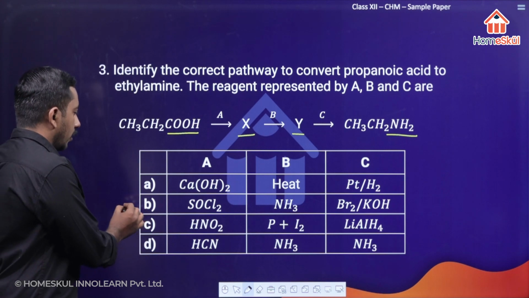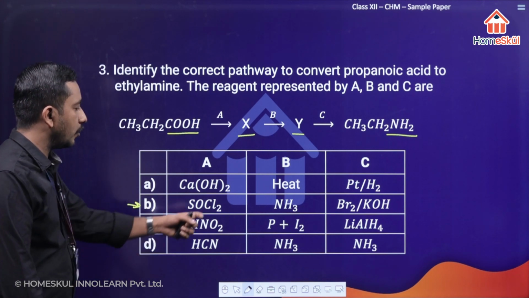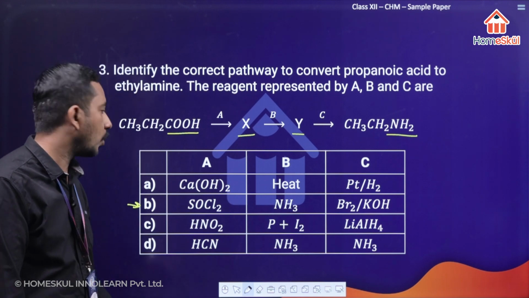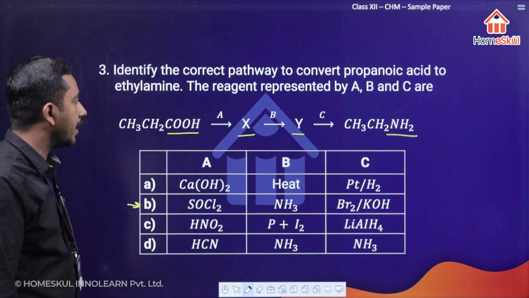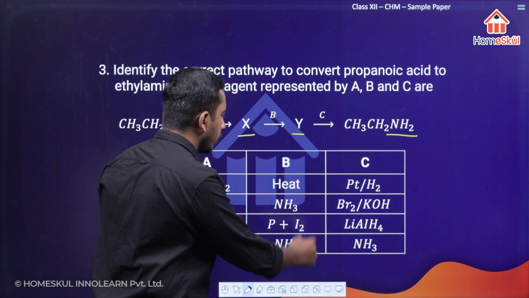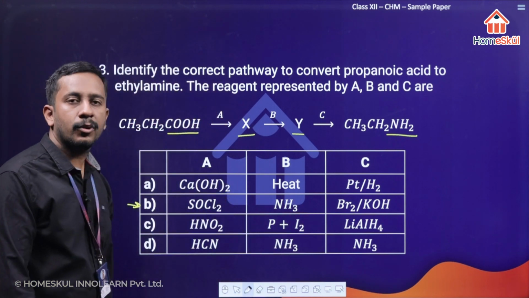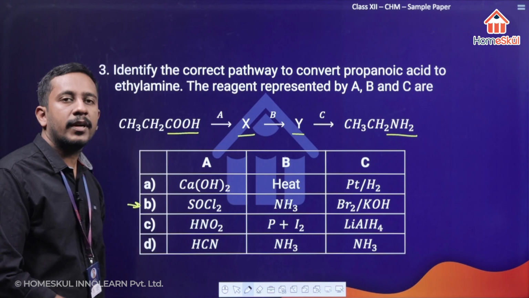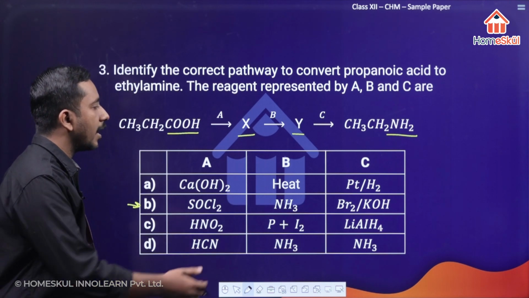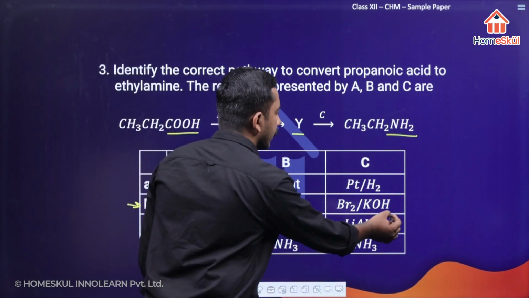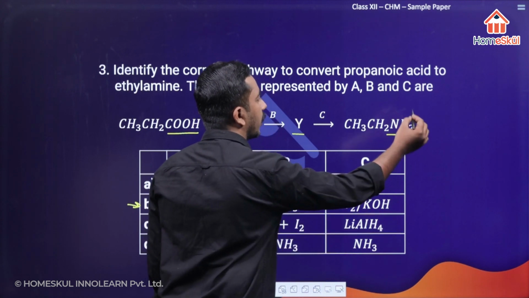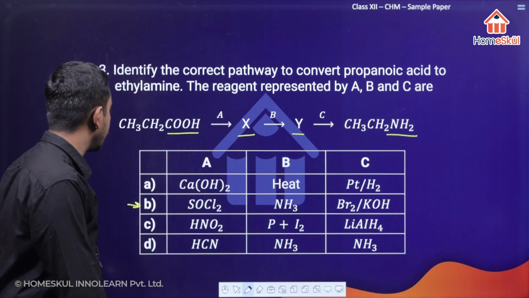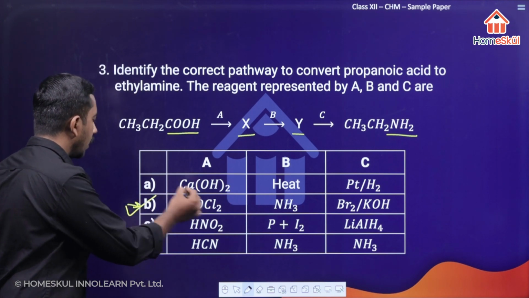Let us take a look at option B. The first reagent that we use is thionyl chloride. That means the acid will be converted into the corresponding acid chloride. And then when it reacts with the ammonia, that will be converted into the corresponding amide. That is, the acid chloride will be converted into the amide. And then when an amide reacts with the bromine water, that will be converted into the corresponding primary amine. So that is the best option that we have. So the set of reagents that we have to use will be option B.